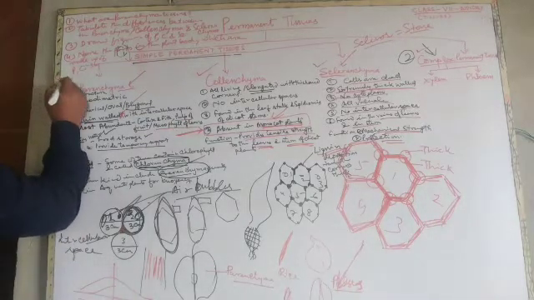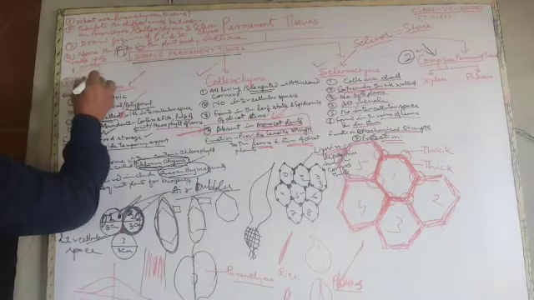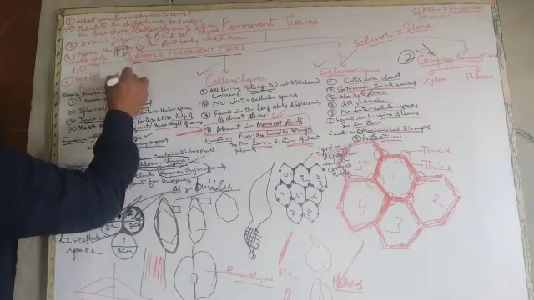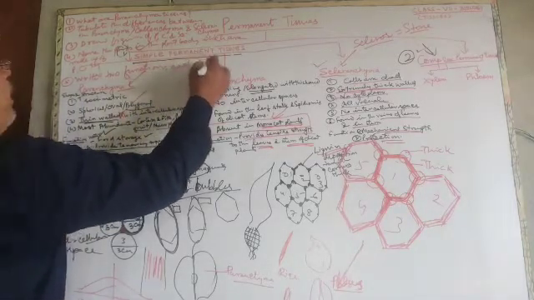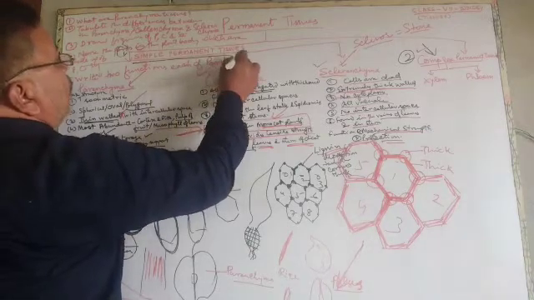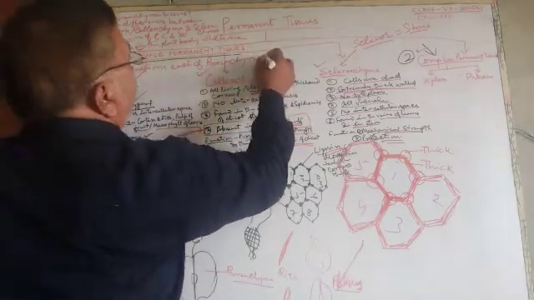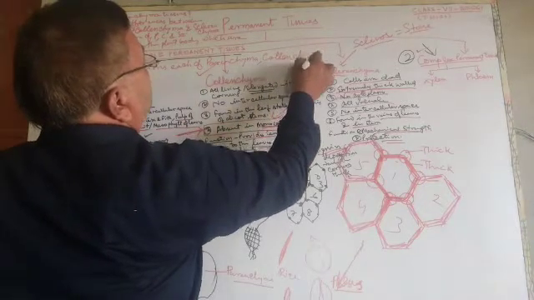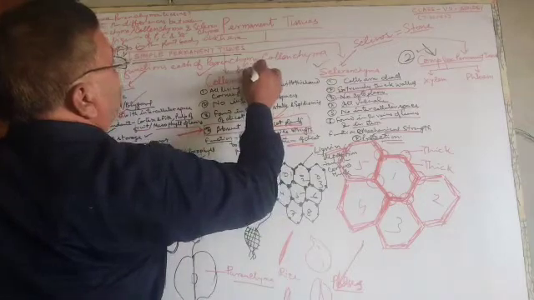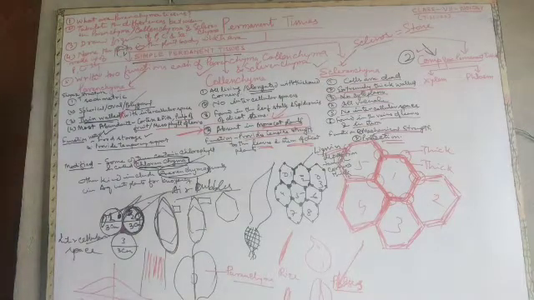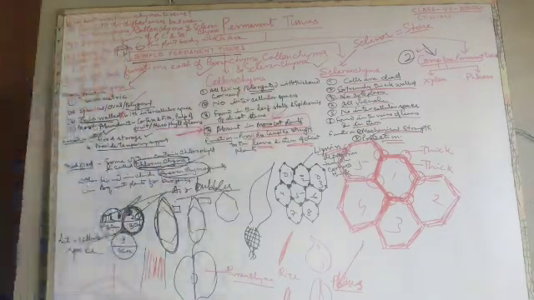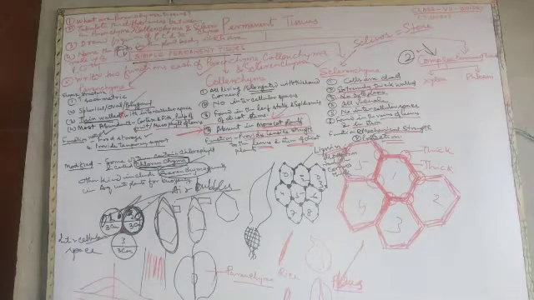Then the fifth question is: write two functions each of parenchyma, collenchyma and sclerenchyma, right? You have to write two functions each of parenchyma, collenchyma and sclerenchyma. Clear? So this is the fifth question. So on this topic, or in this video, you have to write these 5 questions in your biology copy.